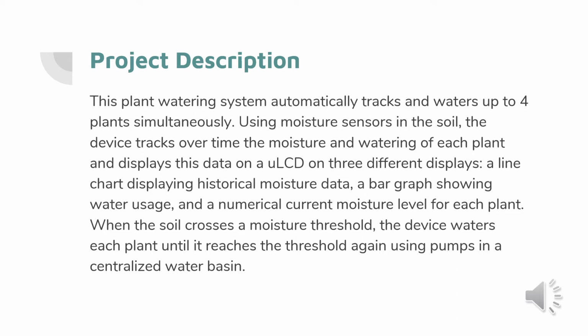When the soil crosses a moisture threshold, the device waters each plant until it reaches the threshold again, using pumps in a centralized water basin.